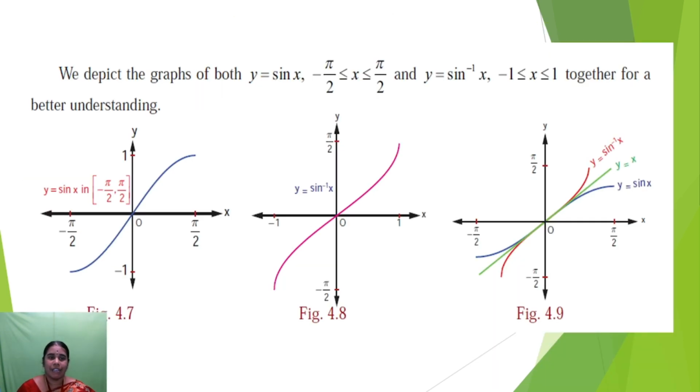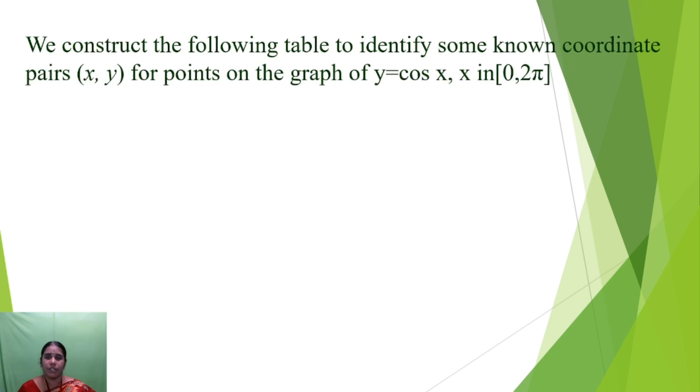Next, this is the graphical representation for your better understanding. The first figure 4.7 indicates sine x in the range of minus pi by 2 to pi by 2. Next is sine inverse of x in the range of minus 1 to plus 1. The last one, figure 4.9, indicates both sine x and sine inverse of x. This is for your reference. In the same way, we can calculate for cos x. First, we just calculated this for sine x.